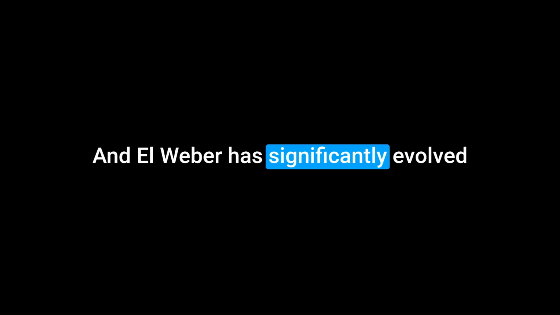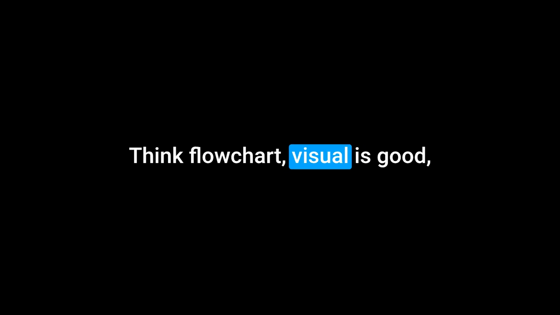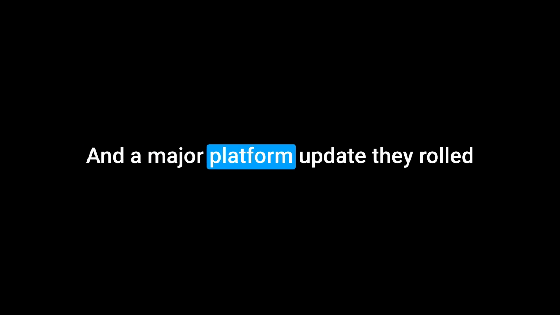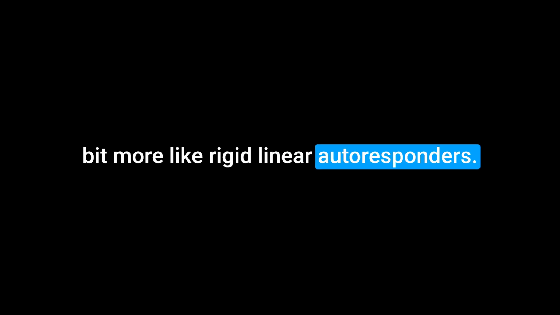And Aweber has significantly evolved its automation capabilities here. It features an email automation visual workflow editor that uses an intuitive visual interface to build smart email sequences. Think flowchart. Visual's good, easier to grasp complex flows. Definitely. And a major platform update they rolled out, which they called Campaigns Transition to Workflows, brought powerful new capabilities. Things like streamlined editing within the visual builder and auto-saving. This directly addressed previous limitations where their automation felt a bit more like rigid, linear autoresponders. So it's a big leap for them.